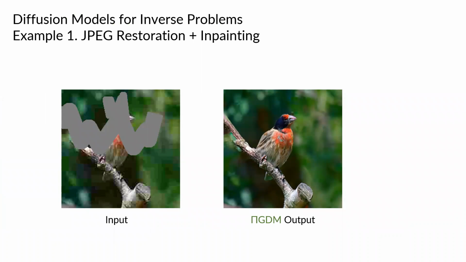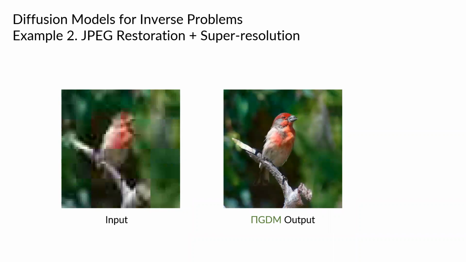For example, here is a task where we have a JPEG restoration task plus some mask. You can see the input is relatively corrupted with JPEG artifacts, and our output is able to recover this image so that it's relatively realistic. And if you want to train a conditional diffusion model on top of this, then you have to train on both the JPEG restoration task and the inpainting task. And this will be a bit tricky even for large companies.